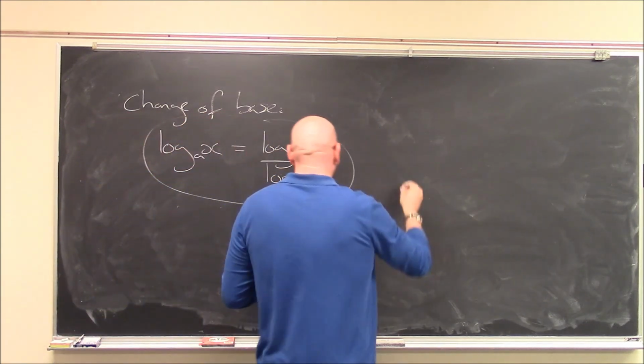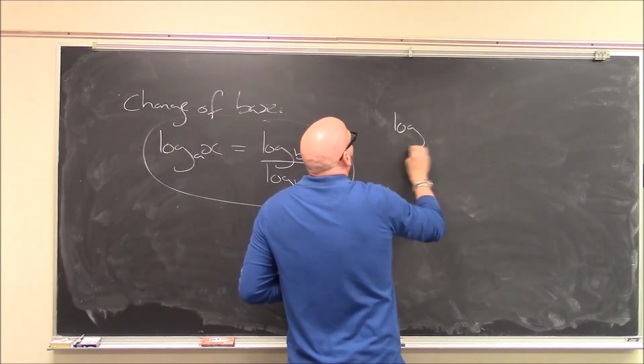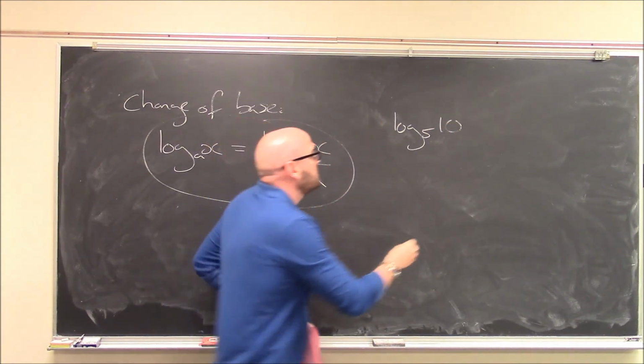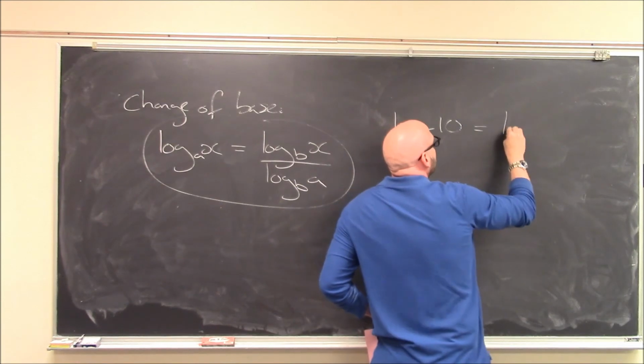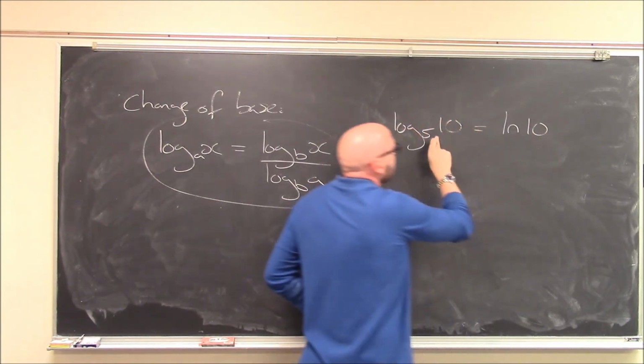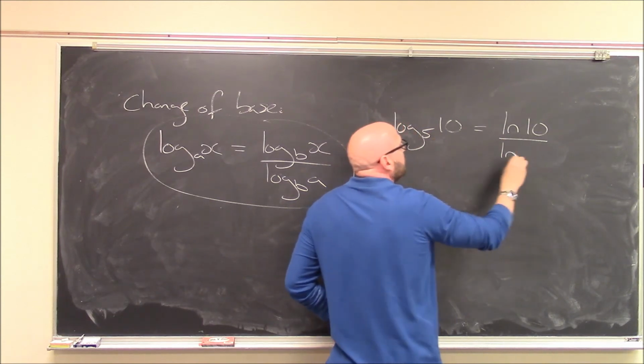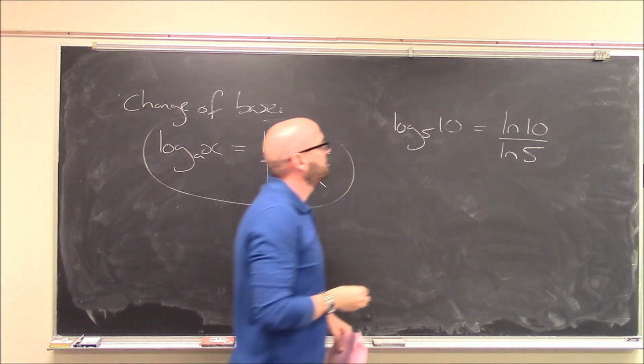Right, so very quickly, just something like log to the base 5 of 10. Maybe I want to change this to natural log, so I change the base to e. So that's ln of 10 divided by ln of the old base, 5.